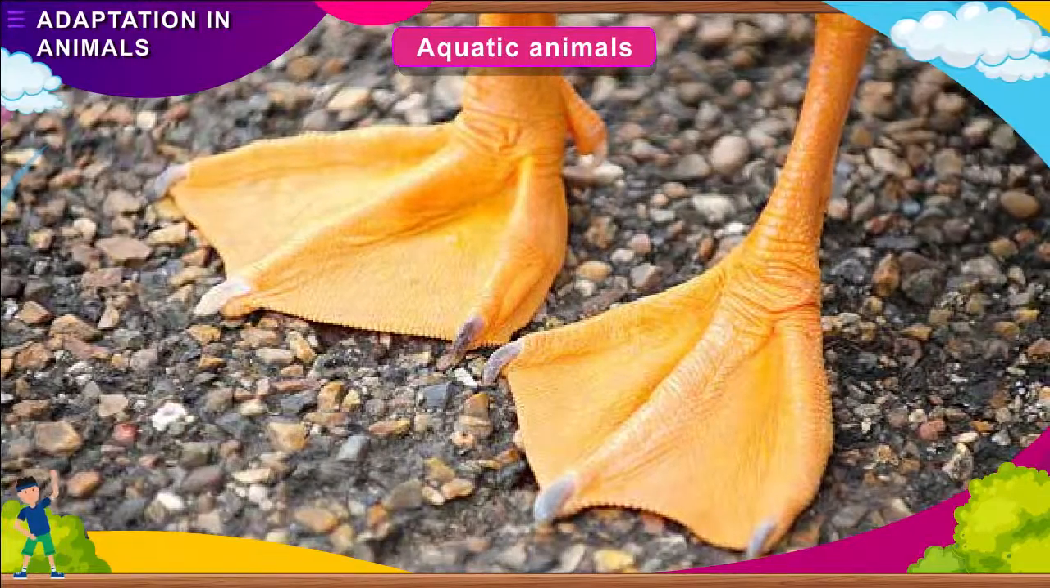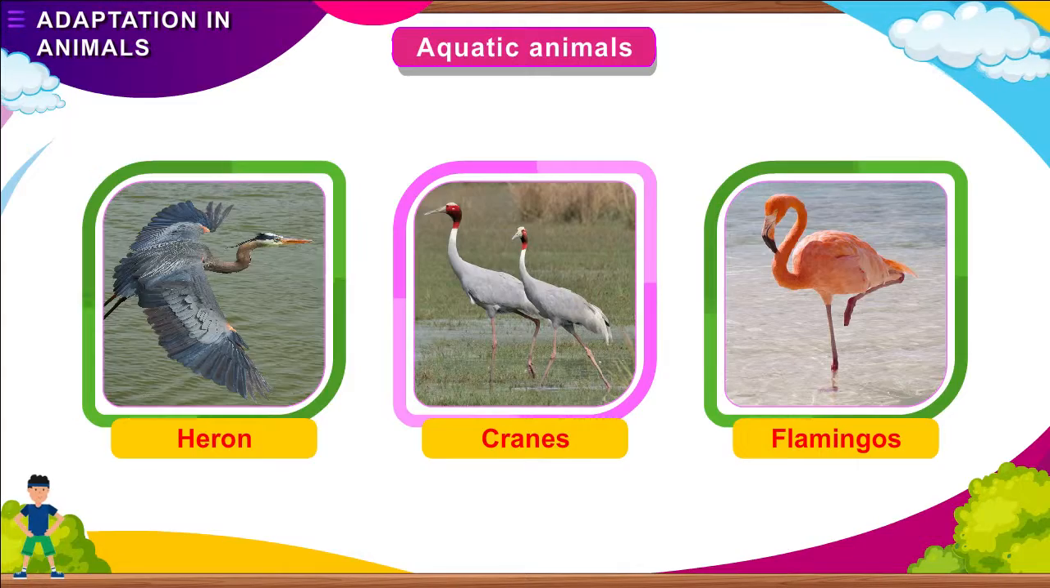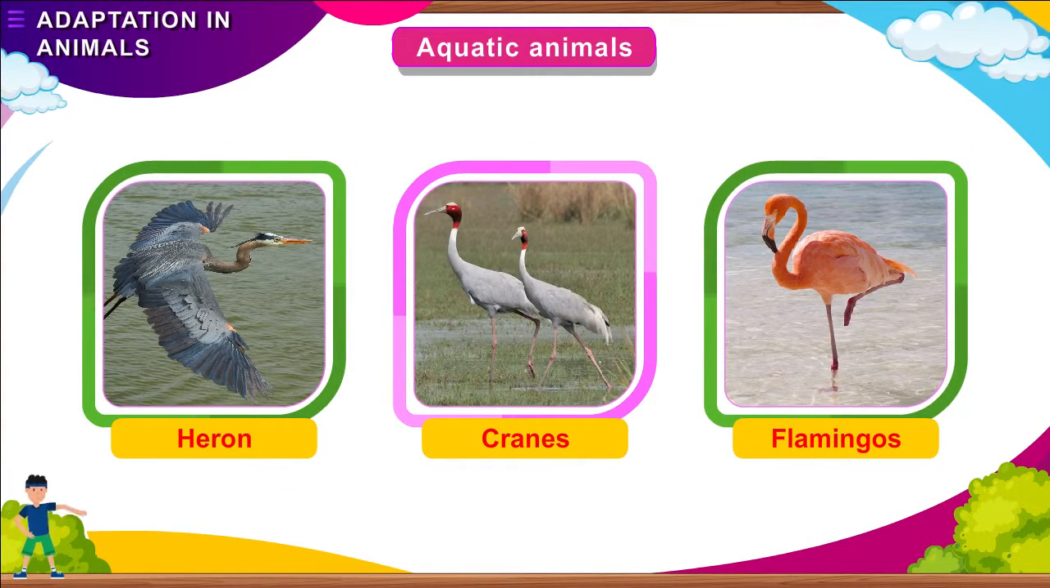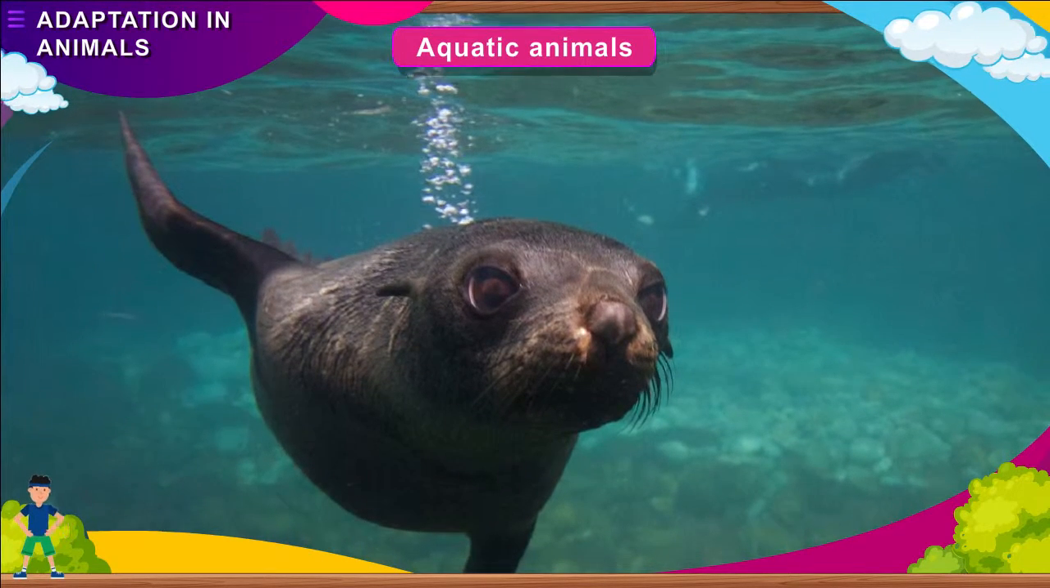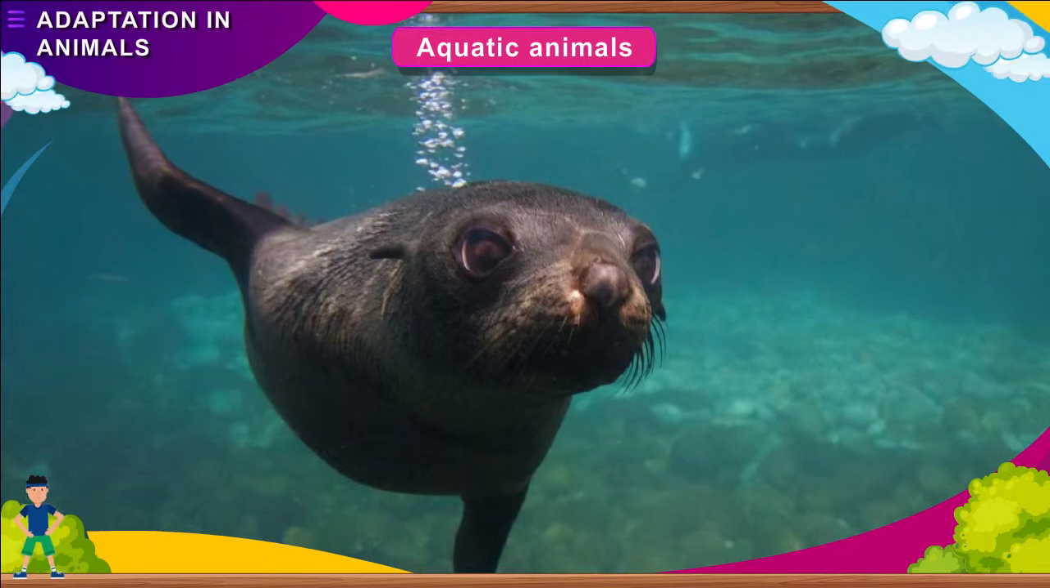They have webbed feet which help them to swim and paddle in water. Herons, cranes and flamingos have long legs to wade in water. Seals have paddle-shaped limbs that help them row through water.